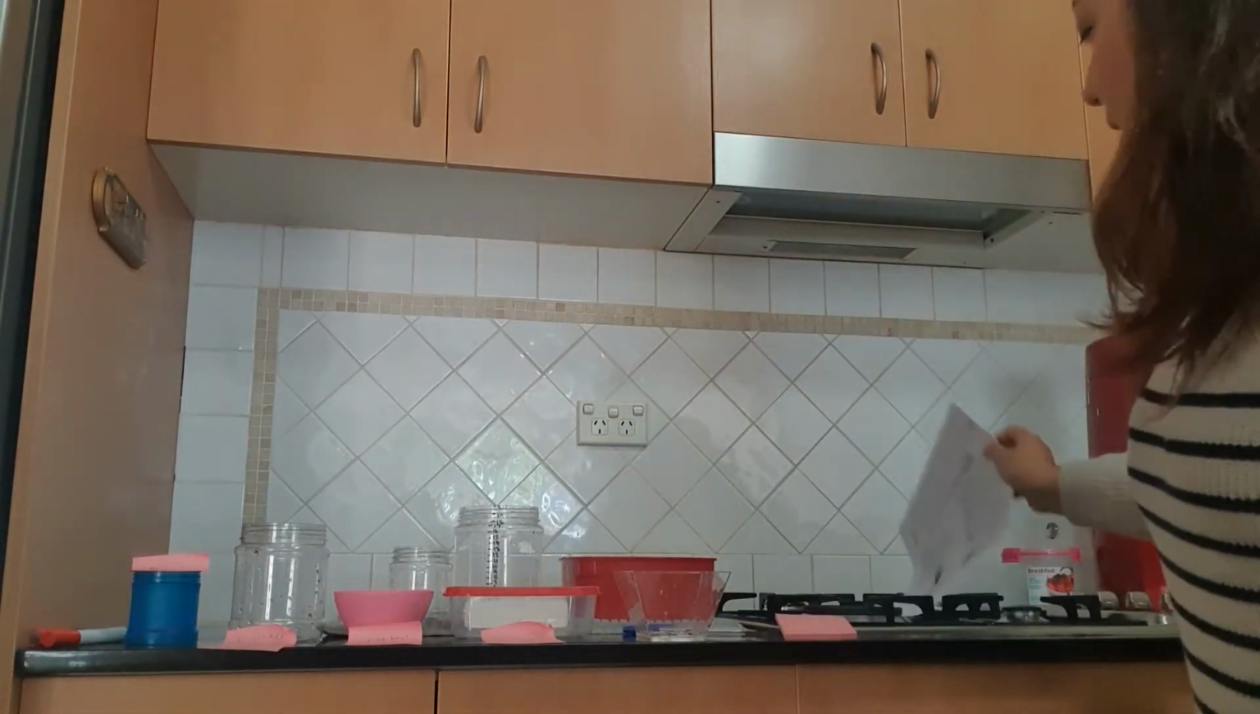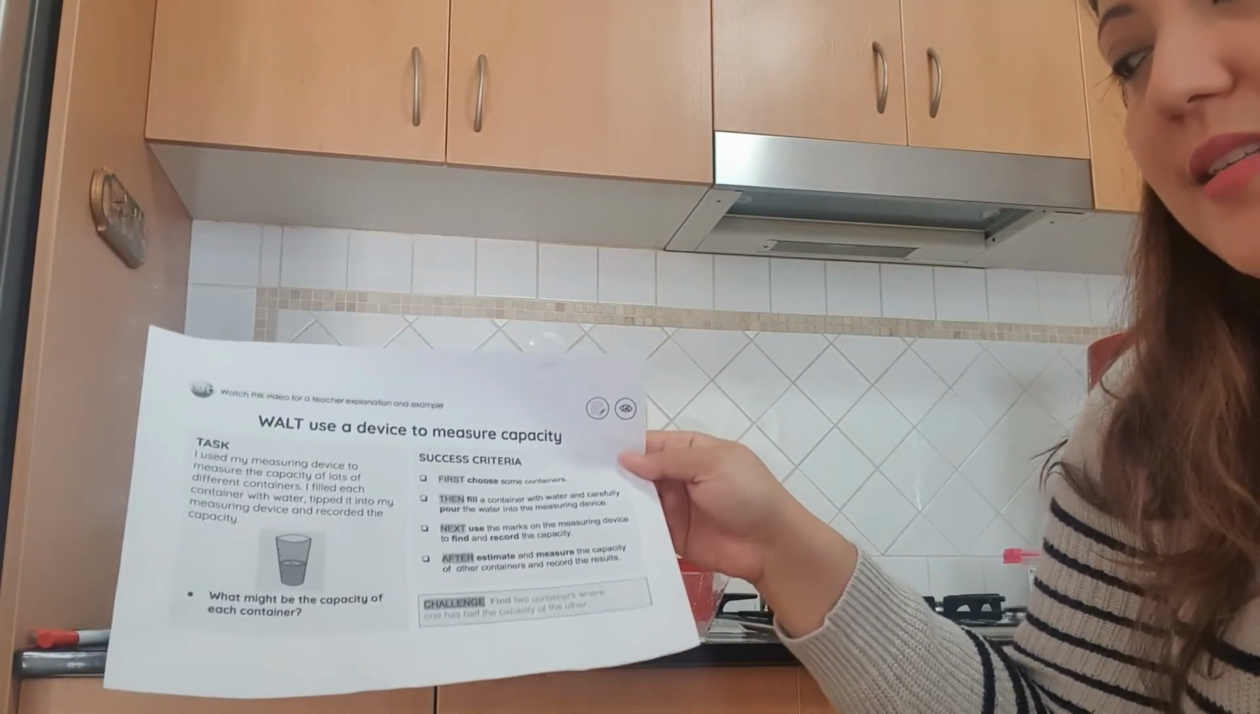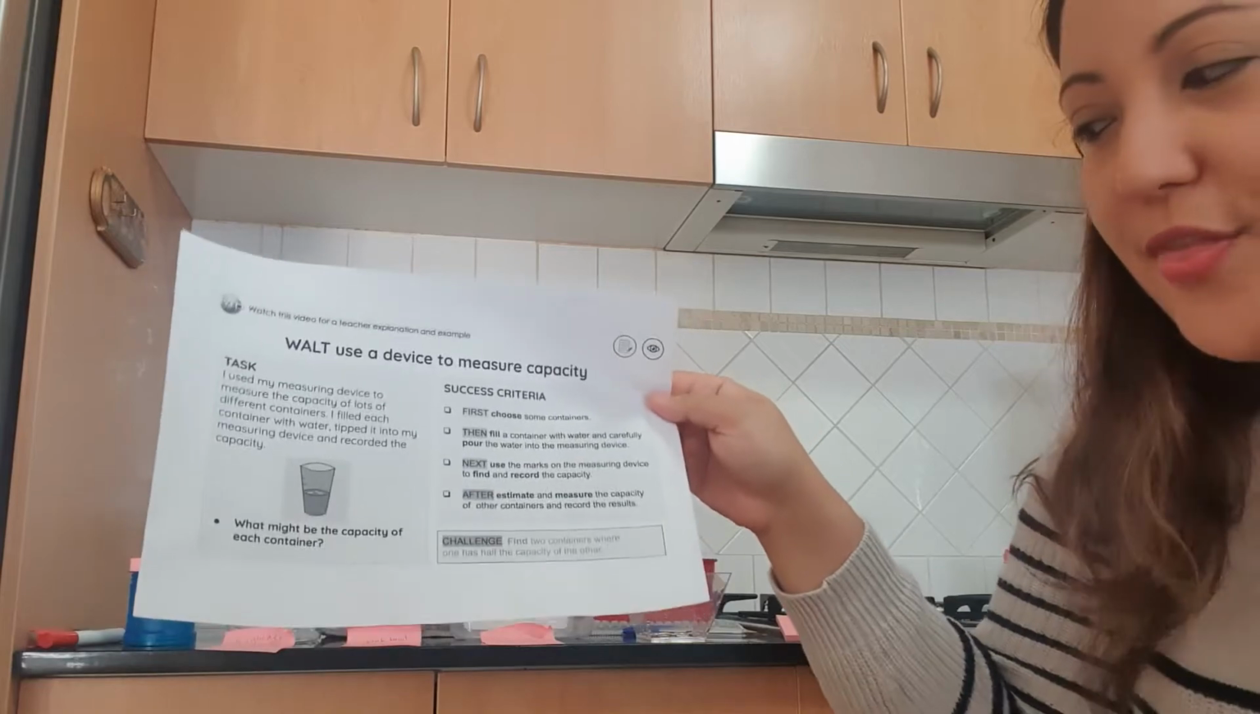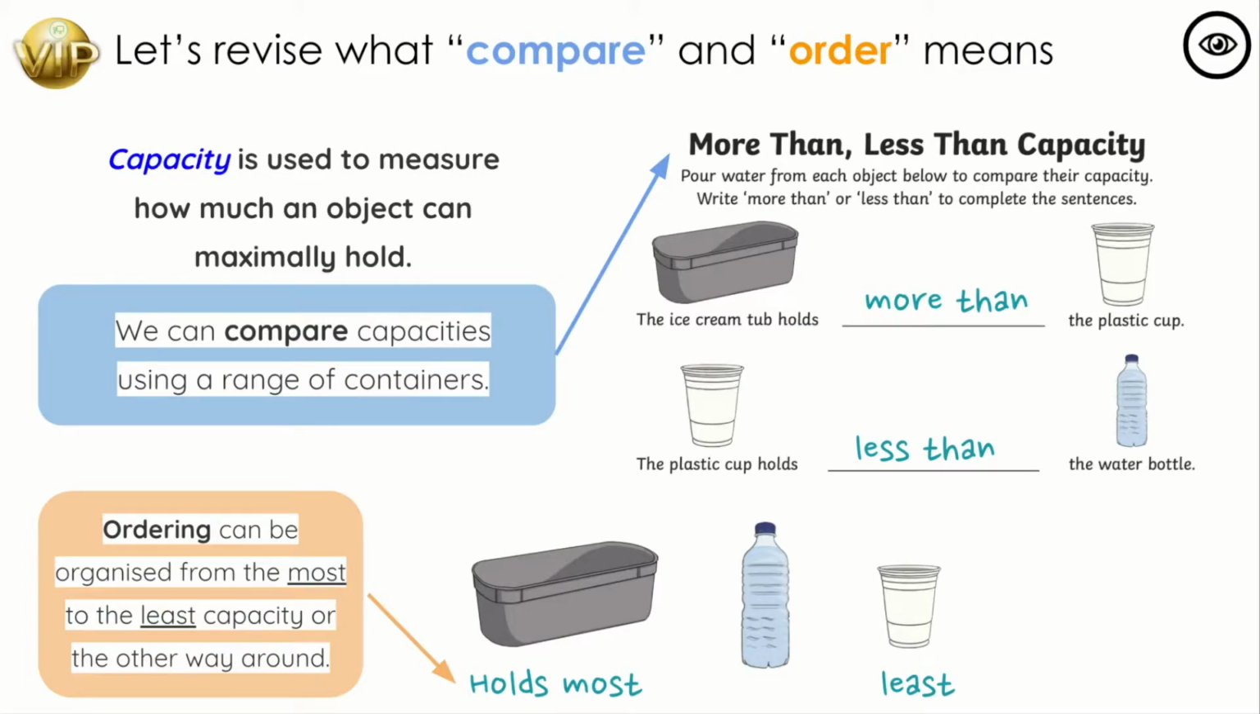So that's the task for today, boys and girls. And the challenge is to find 2 containers where one has half the capacity of the other. Happy measuring! This is the last day of focusing on capacity. So I want to bring your attention to this very important point of revising what comparing and ordering means. First of all, we know that capacity is used to measure how much an object can maximally hold.